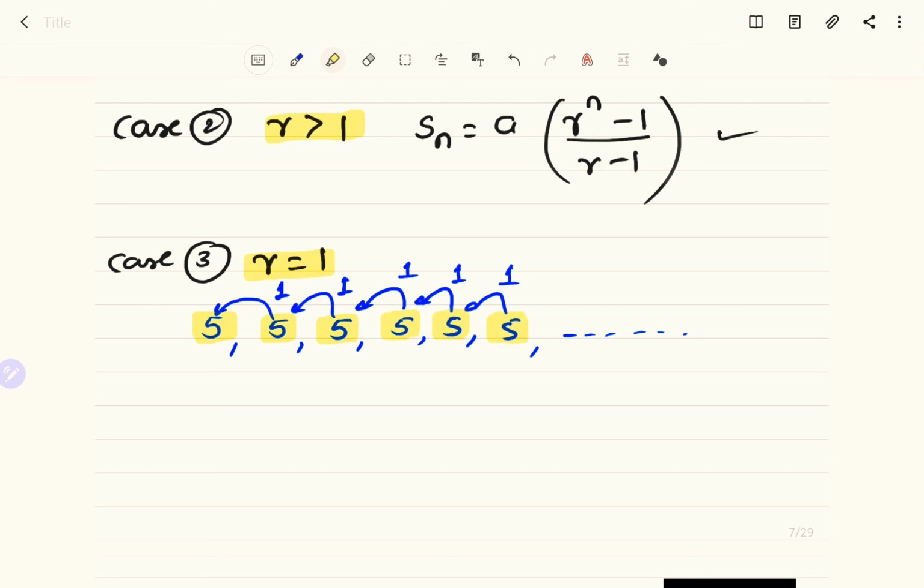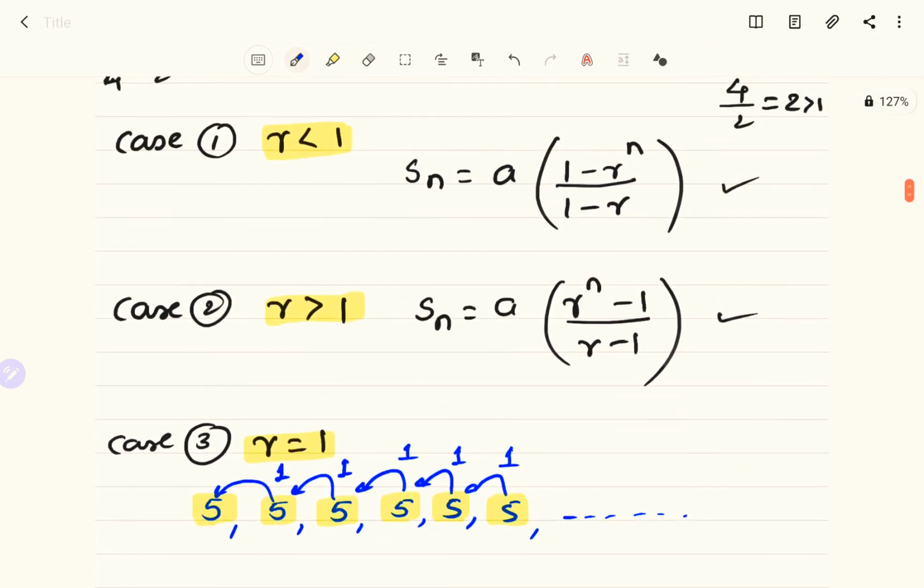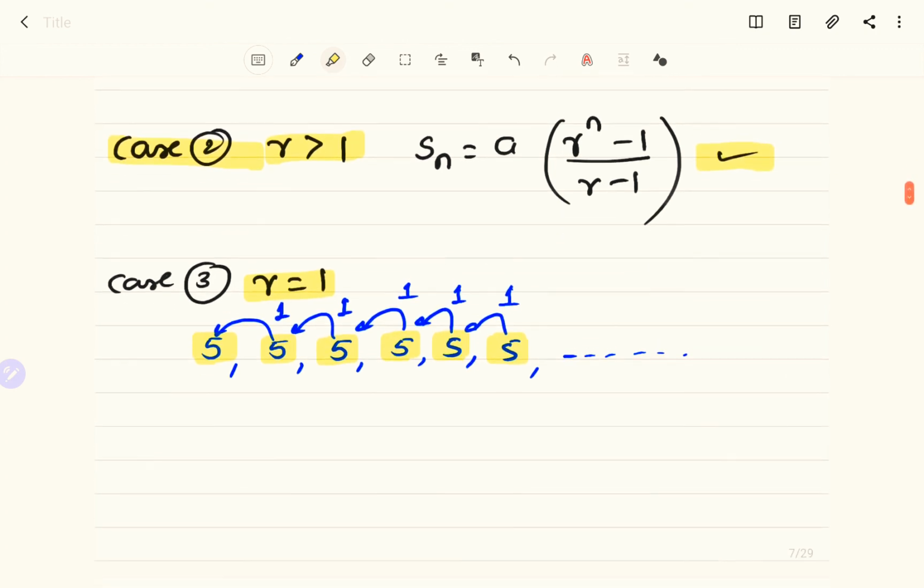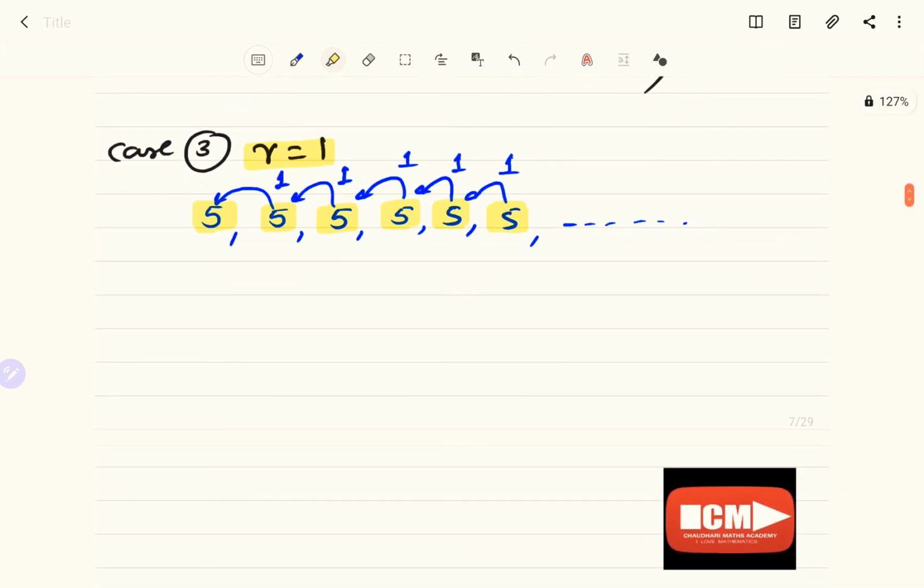Then and then only you will get ratio equal to 1. So, how to find Sn? We use case number 1 if r is less than 1. If r is greater than 1, then we use case number 2. But we cannot use these two formulas if r is equal to 1. For r equal to 1, you have to do something different.